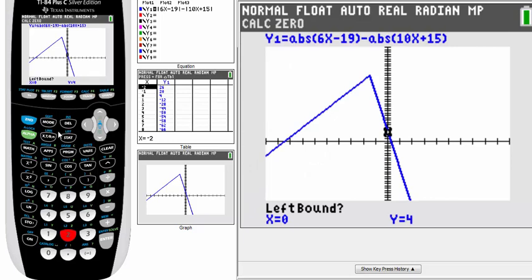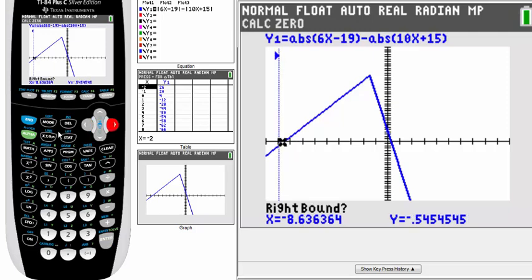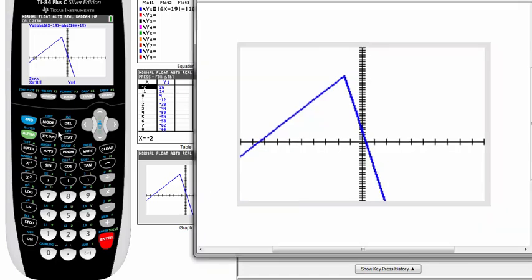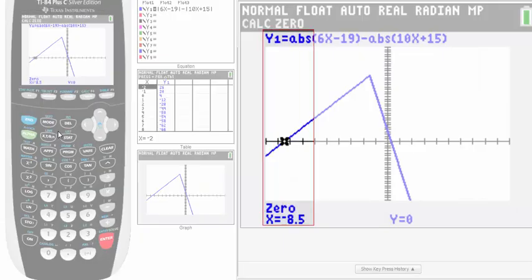Now where this is flashing, it says I want to be to the left of where I think the 0 is. Well, I want to find this 0 first, that I think is negative 8.5. So I'm to the left, and then it says to the right. Now I know I'm to the right of where it crosses. And now my option is the guess, and I can arrow down to the guess, or I can just hit enter again. And you can see right here it says the 0 is negative 8.5.